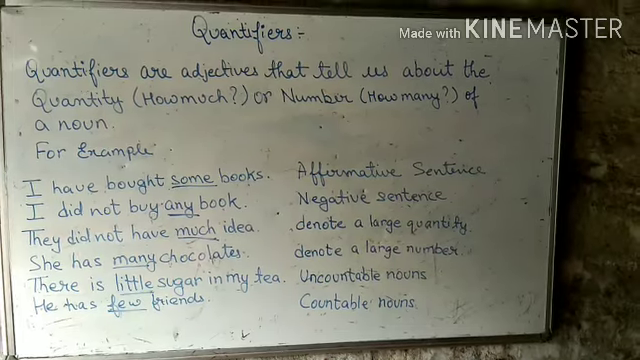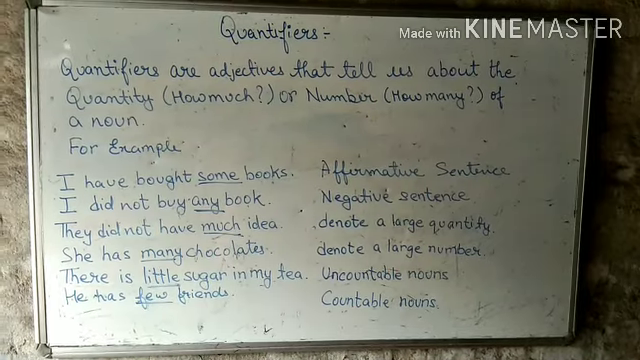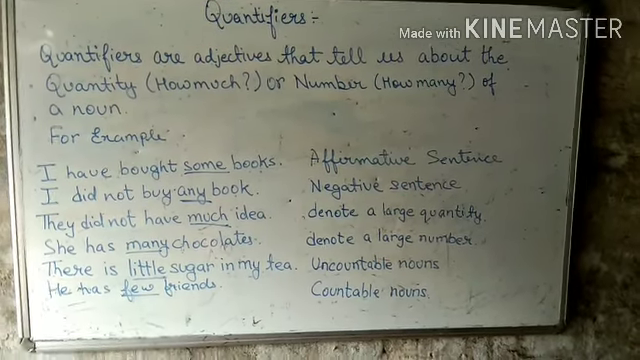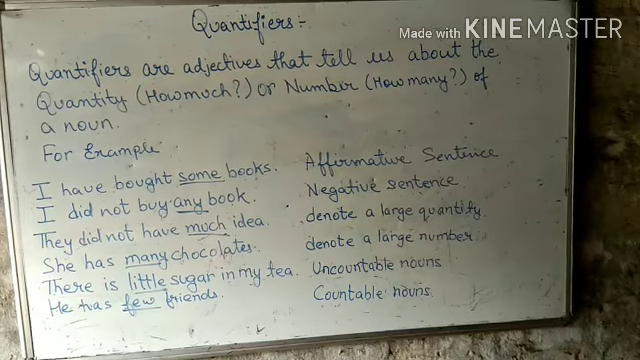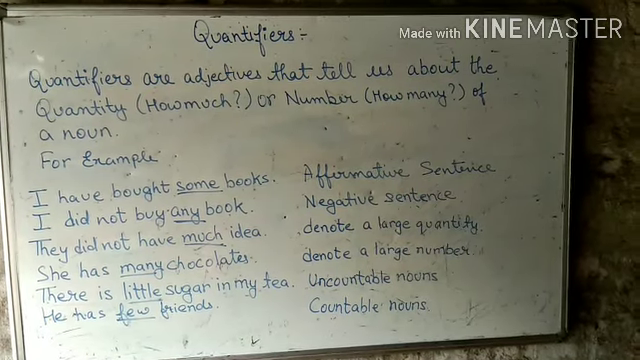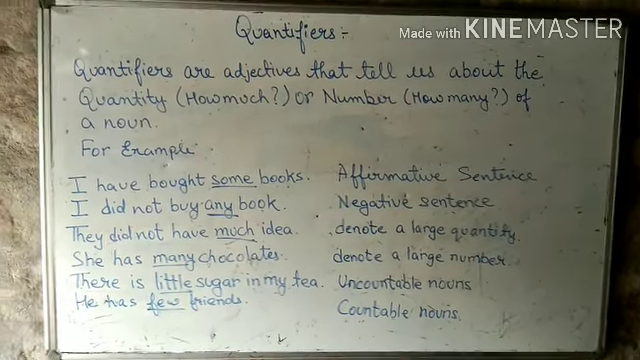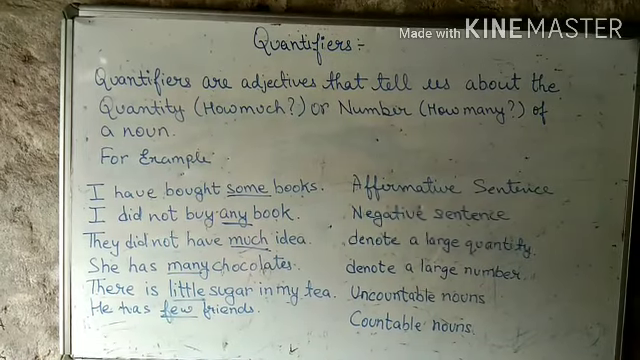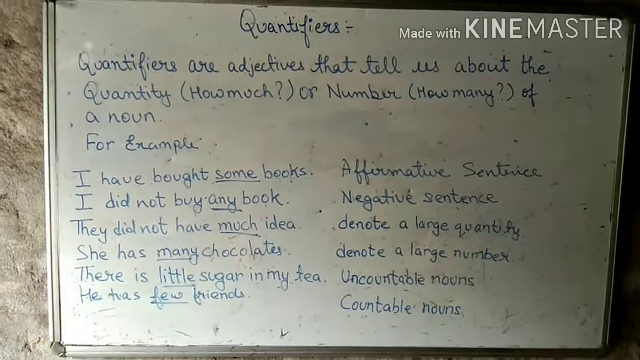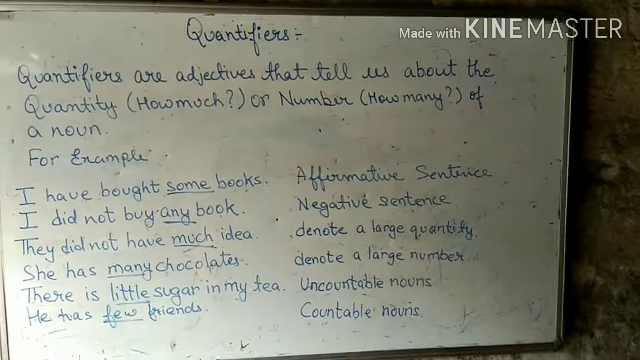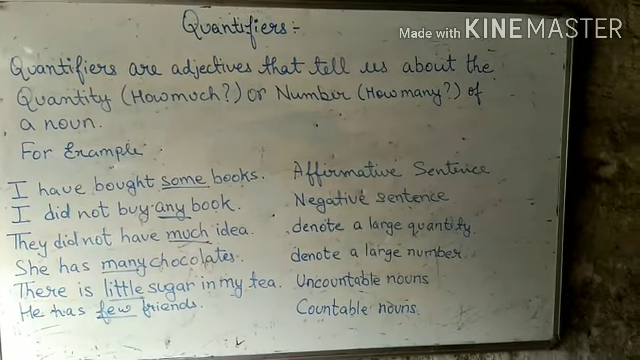First, I would like to ask you, what are adjectives? Do you remember the first video? Refer to your books, children, and you will find that adjectives are the words which tell us about a noun. Means they are describing words for a noun. Now, quantifiers are related to adjectives which give us an idea about the quantity or number of a noun. Quantity is related to uncountable nouns and number is related to countable nouns.